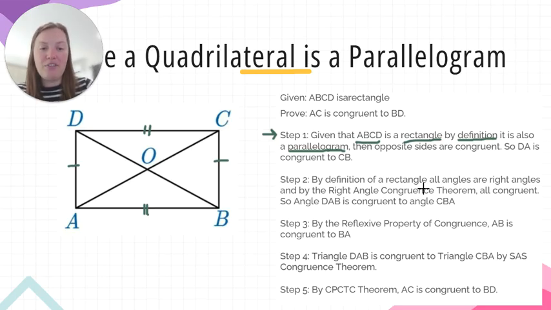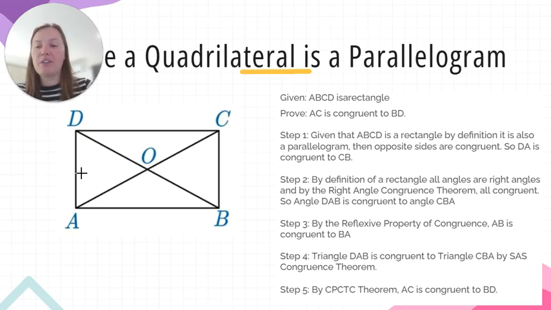Now, by definition of a rectangle, we also know that all of our angles here are right angles. And we have the right angle congruence theorem, which says all right angles are congruent. Now, I want to show that AC and BD are congruent to each other.